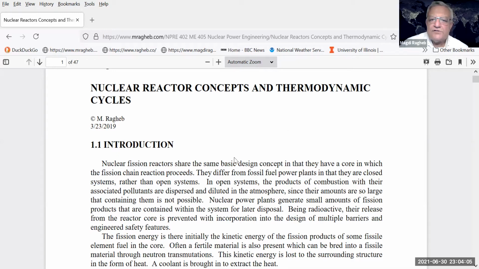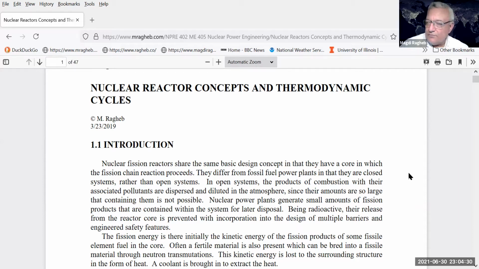Nuclear fission reactors share the same basic design in that they have a core, very similar in terms of components to the Chicago Pile Number 1 that we covered in our first 2 lectures. You need a core that contains a fuel, in that case uranium, primarily the uranium-235 isotope that can fission. And then you need a moderator.